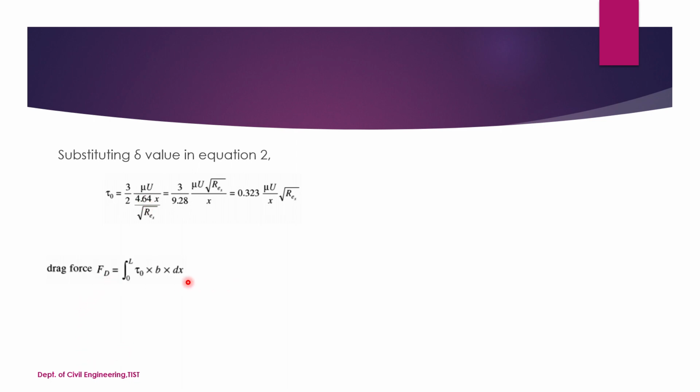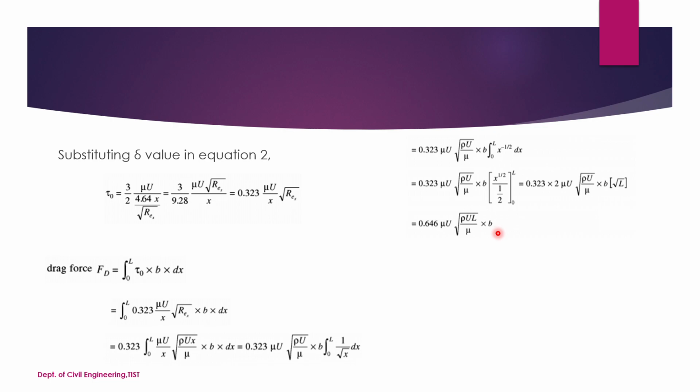Now we have already studied in the previous video that the expression for drag force Fd is equal to integral from 0 to L of tau naught B into dx. So using this we are going to find out the expression for Fd. So here we'll be substituting the expression for tau naught and we'll be integrating and simplifying. Here only unknown is x. So you can easily take all the constants outside the integral sign and you just integrate this and you'll be getting the expression as this one.